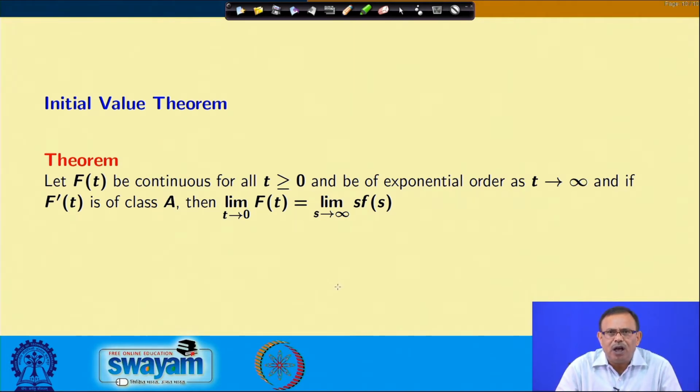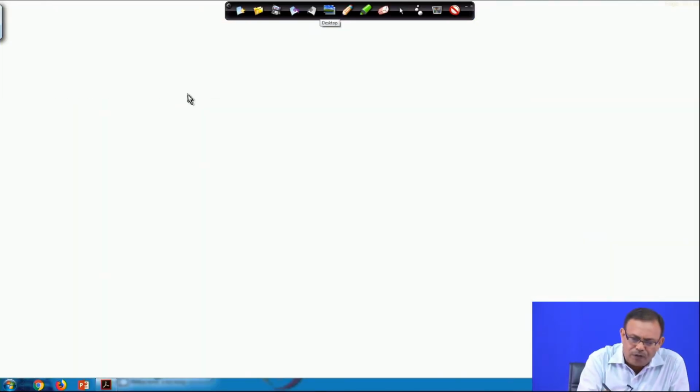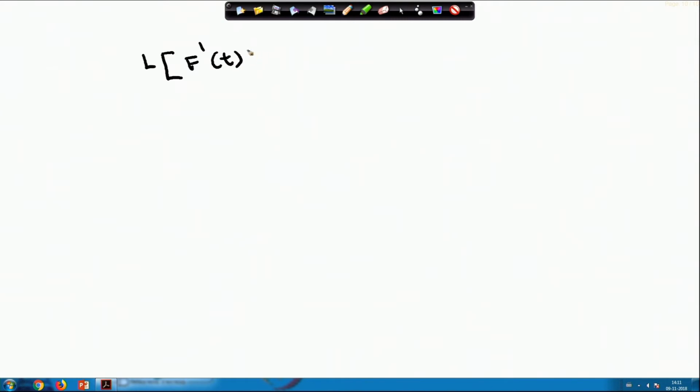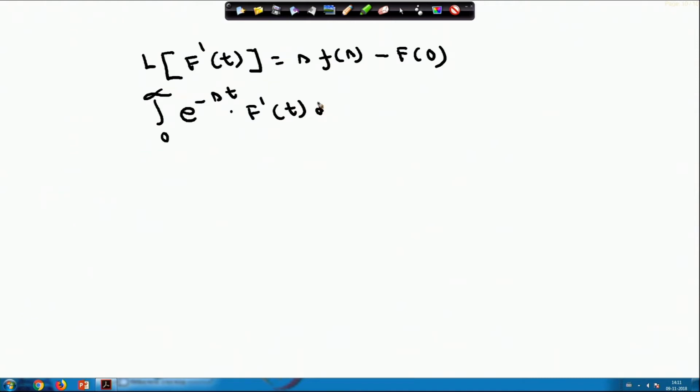Let us see the proof first and afterwards we will see what is the use of these particular theorems. Here from the theorem of derivatives, you know this thing, Laplace transform of f dash t is equals s f s minus f 0, we know it well, and this I can write down as integral 0 to infinity e power minus s t into f dash t dt. This is equals to s f s minus f 0. This left hand side I am writing from the definition of Laplace transform.